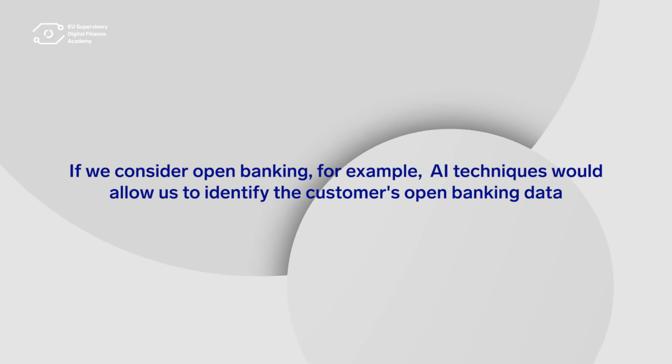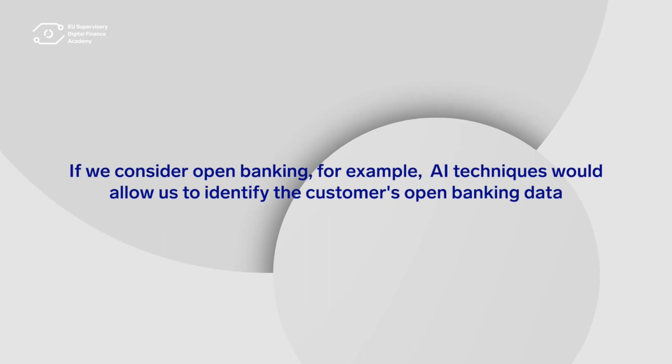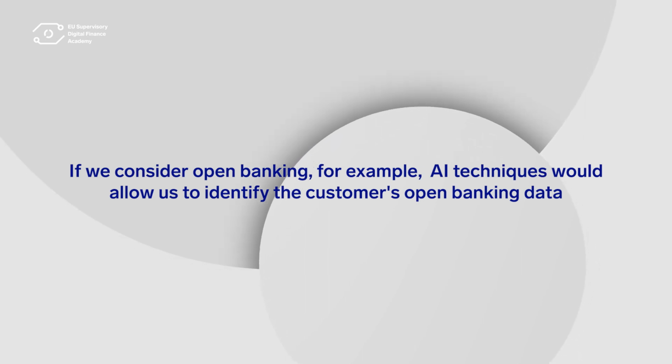Another important aspect is fairness. So we need to be sure that these AI techniques are not discriminating against particular kinds of groups, for example, socio-demographic groups. If we consider open banking, for example, AI techniques would allow us to identify the gender, or the age class, or even whether a customer belongs to an ethnic minority. So in order to avoid that the use of AI techniques discriminates against some particular groups, we need to check if this happens when they're used for credit risk modeling.